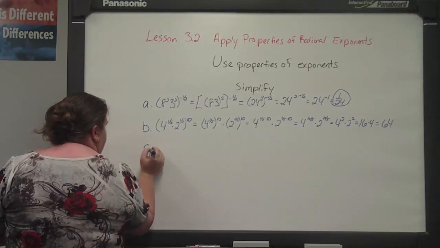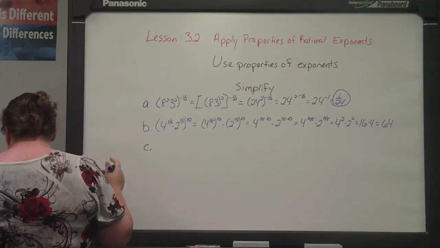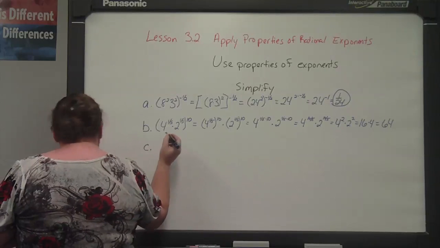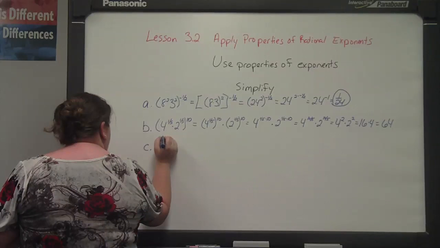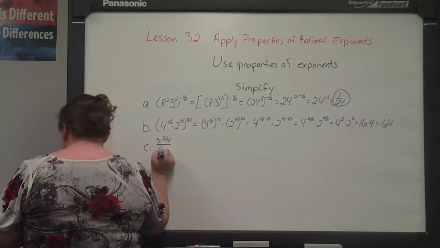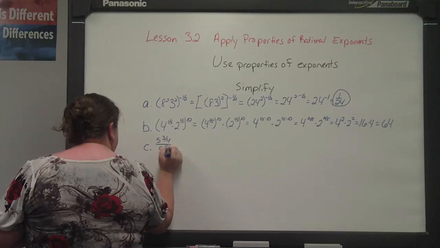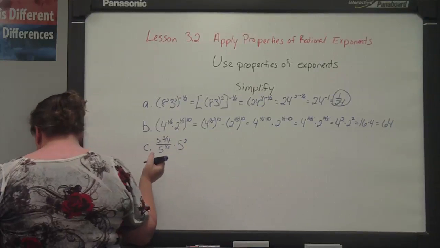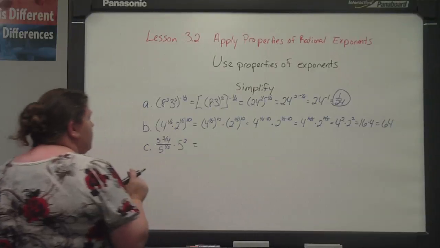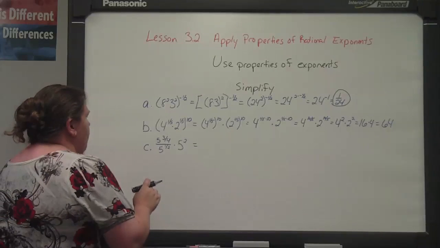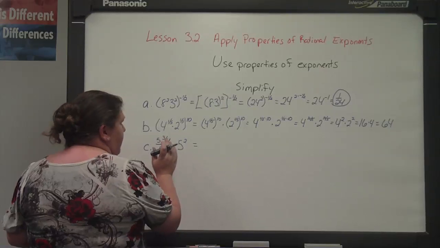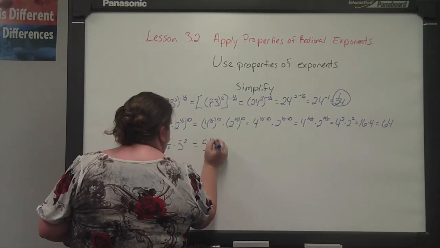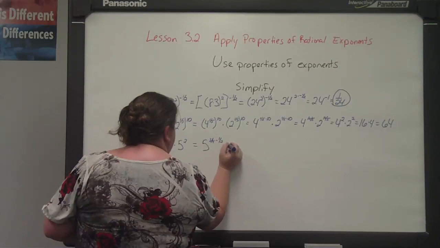And then the third property that we want to look at is going to be one of the fractions, and it says 5 to the 3/4 over 5 to the 1/2 times 5 squared. So the first thing we want to do is remember that we have to subtract the bottom exponent from the top exponent. So I'm going to go ahead and say 5 to the 3/4 minus 1/2 times 5 squared.